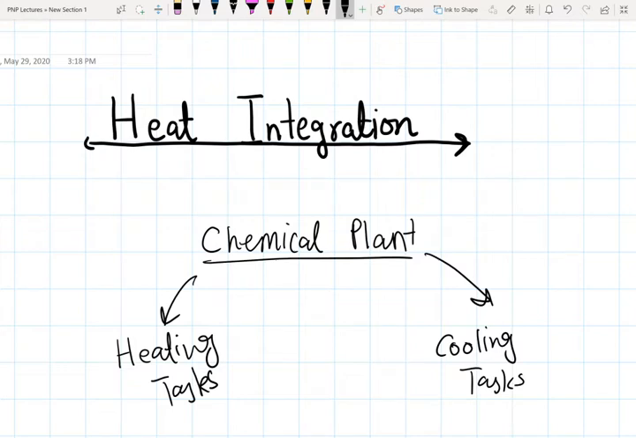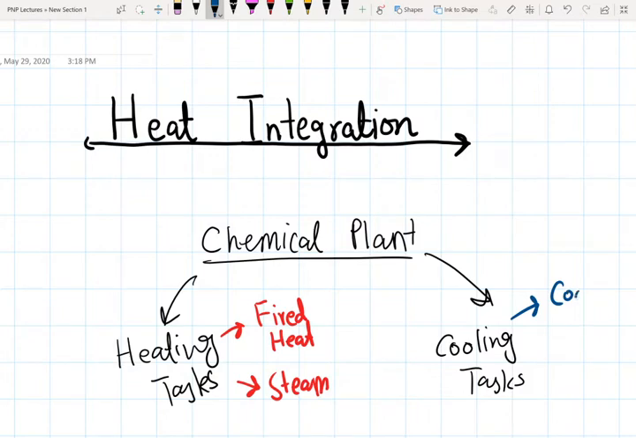So some of the ways you can heat up your streams before they enter a reactor is use fired heaters. You can use steam at different pressures depending on the required temperatures. Whereas for cooling requirements, if you have a very hot reactor effluent, you want to cool it down to maybe condense some of the vapor and perform separation. You can use cooling water as the cooling utility. You can use air.